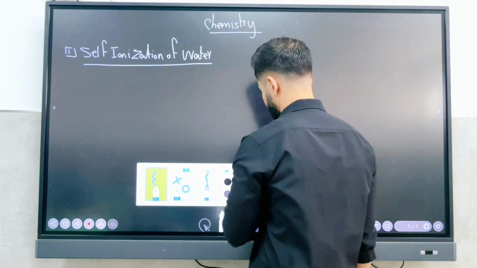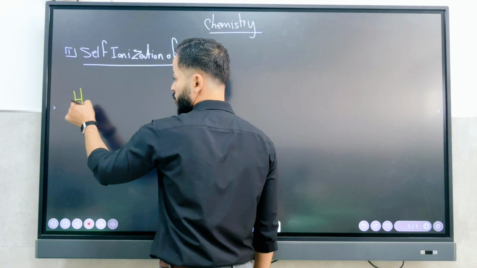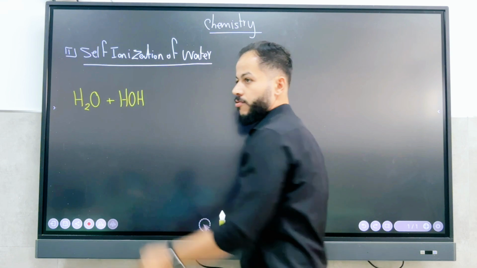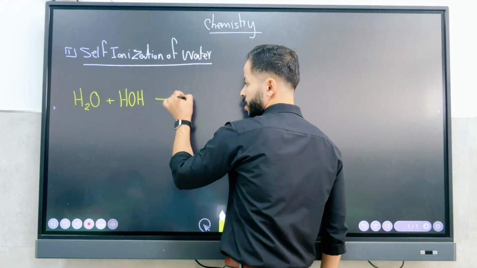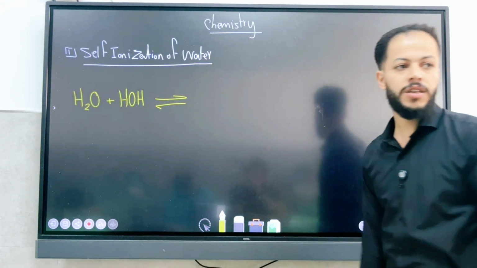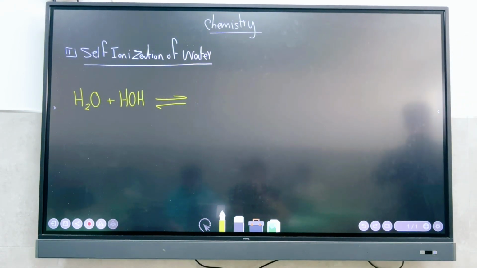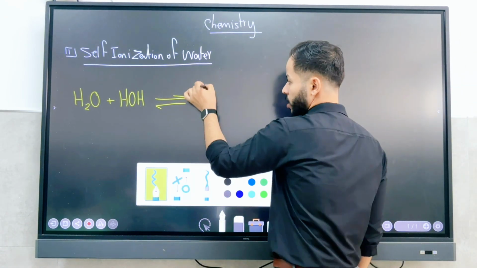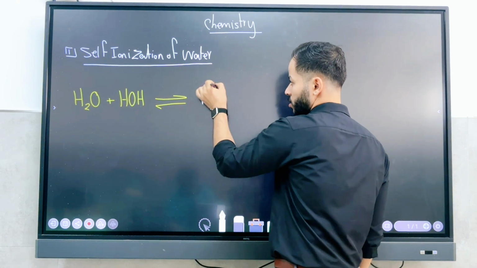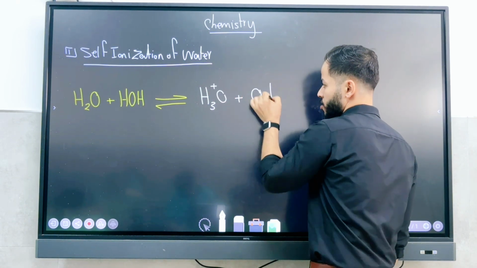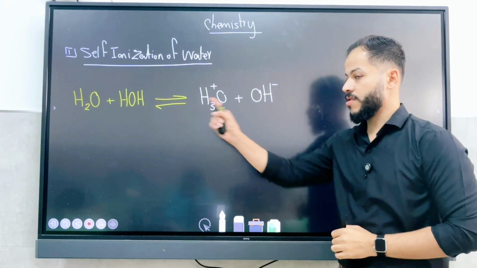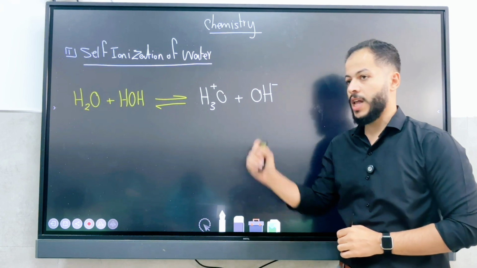So simply, if you look here, a water molecule, H2O, has a neighbor water molecule, HOH, the same thing, right? With a reversible reaction in an equilibrium state. Do you remember the equilibrium, or the reactions of equilibrium that go in two directions, forward and backward reactions? This is forming a hydronium ion, H3O positive, plus OH negative.